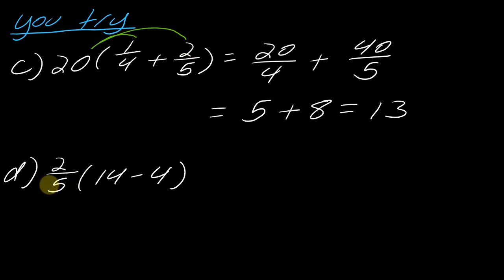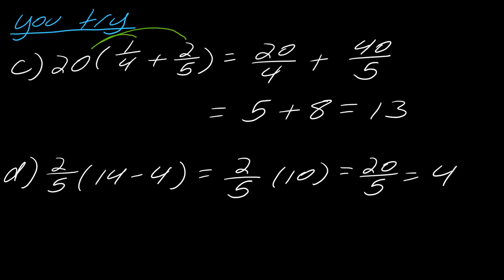Now, for D, notice actually 5 does not divide into 14 or 4. So you would not want to distribute this right now. You actually would want to do the parentheses first. And check out what happens if I do that. So if I take 2/5 times 10, now 5 does divide into 10, so I know this will all drop out. So if I take 2 times 10, that gives me 20. 20 over 5 equals 4.